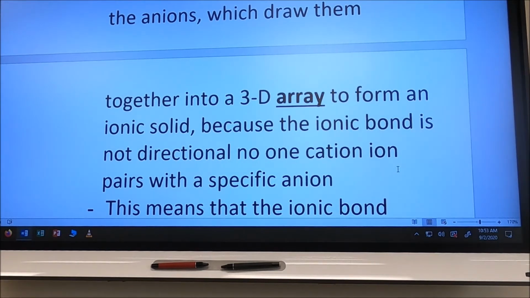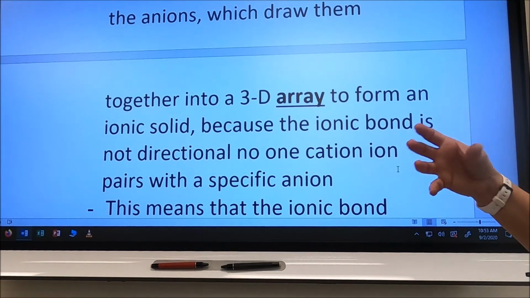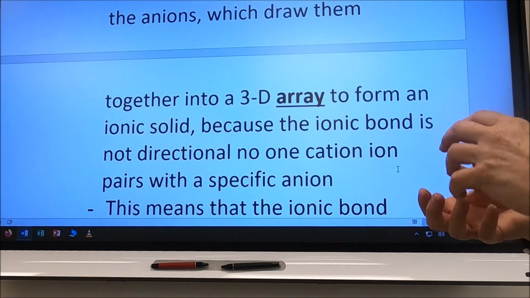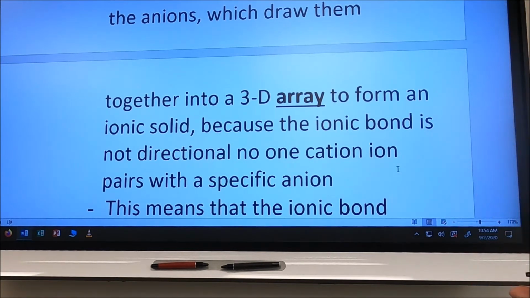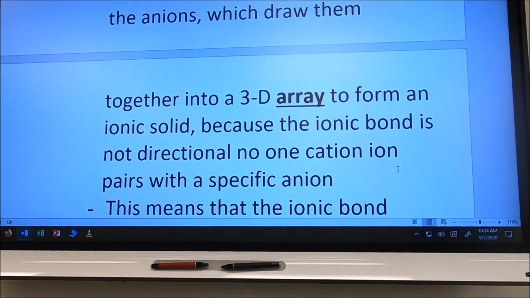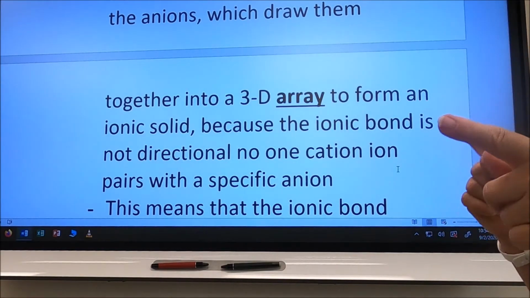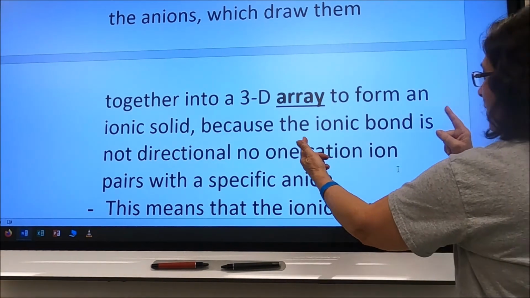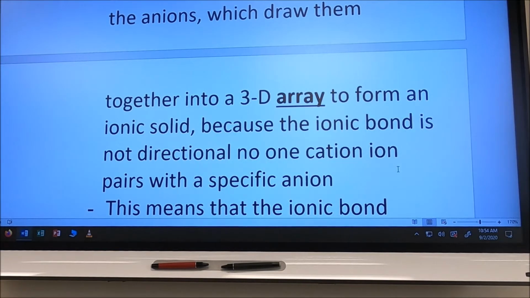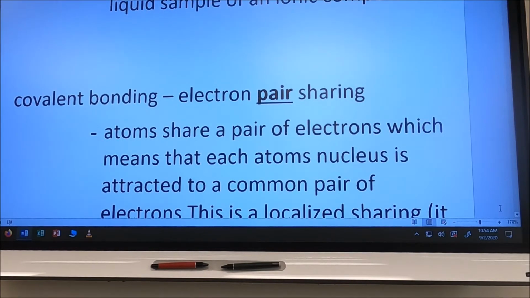Now, in this 3D array, one cation is not going to be paired with one specific anion. When we talk about an array, it's an expanding outward structure. One cation is going to surround itself with 6 anions. One anion is going to try to surround itself with 6 cations, and it forms this extending array. So the ionic bond is not specifically between two elements. The ionic bond extends throughout a complete solid sample. Everything is interconnected by the ionic bond.